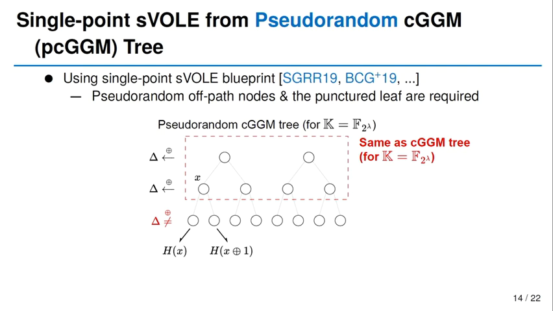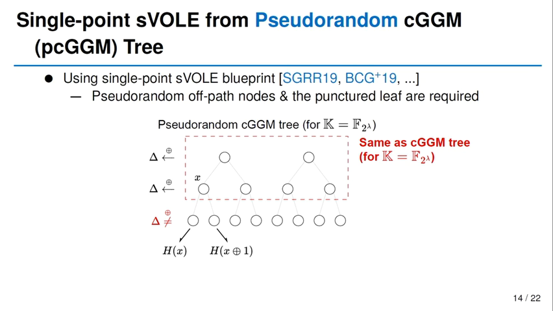And of course, we also consider how to use the previous blueprint to construct single-point SVOLE. And this blueprint requires pseudo-randomness of path nodes and the pseudo-random punctured leaf. Unfortunately, this pseudo-randomness does not hold in our GGM tree. But fortunately, we can modify our GGM tree to ensure this property. And we call the modified GGM tree pseudo-random GGM tree, or PGGM tree for short.